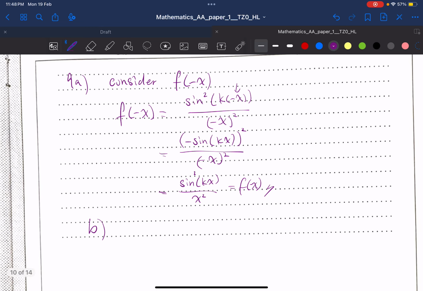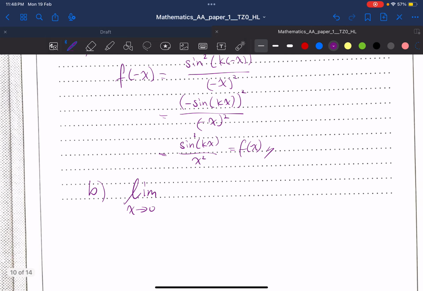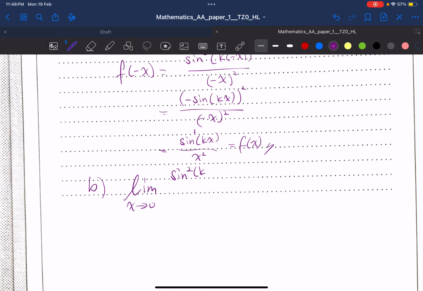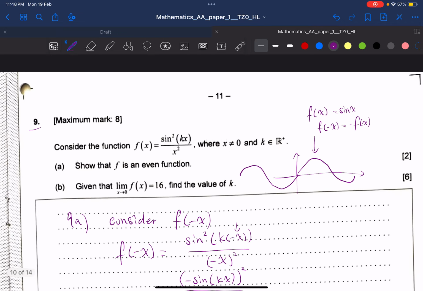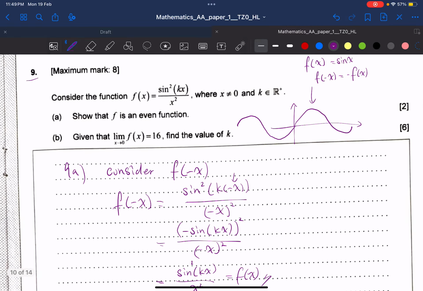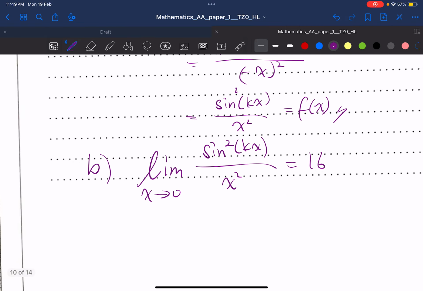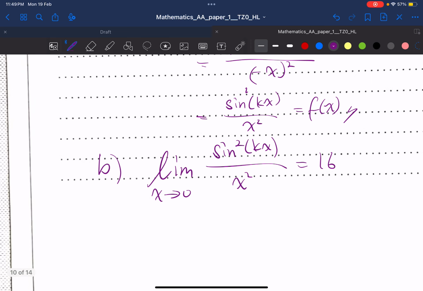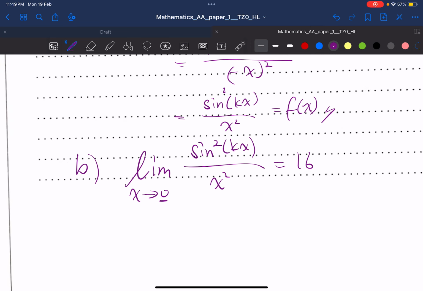Okay, so first of all, we just copy the question. So the limit as x tends to 0 of sine squared kx over x squared equals 16. So instead of writing f(x), we just write that. And then for L'Hopital's rule, we need to test for some indeterminate form. So we put in 0 inside and see what happens.